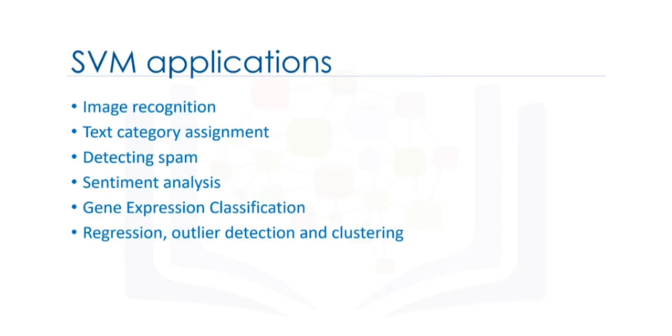And another application for SVM is in gene expression data classification. Again, because of its power in high-dimensional data classification. SVM can be used for other types of machine learning problems such as regression, outlier detection, and clustering. I will leave it to you to explore more about SVMs.